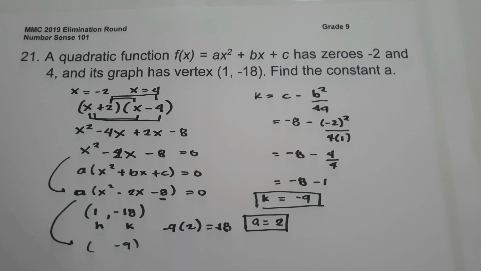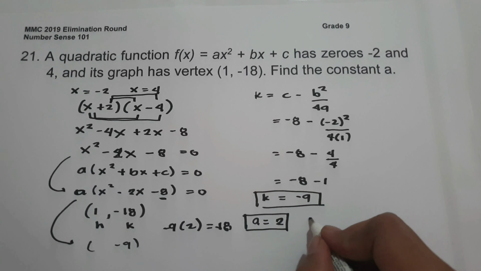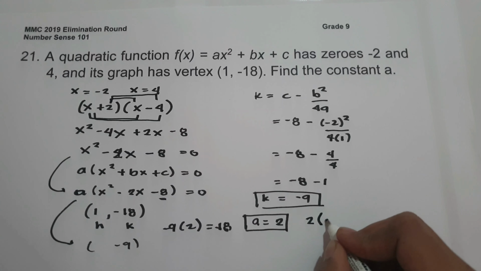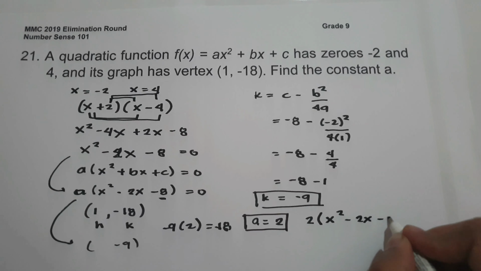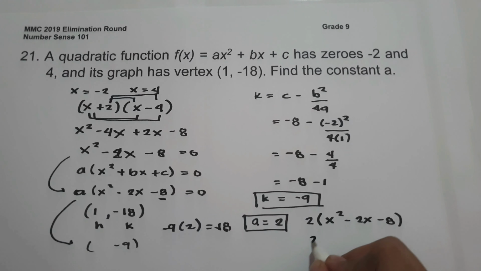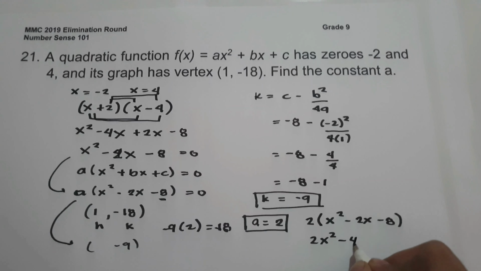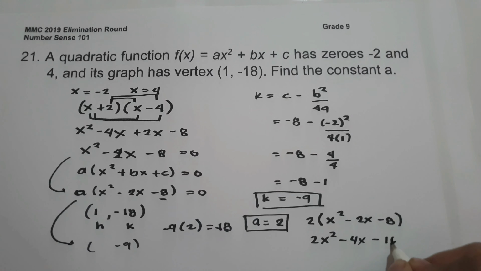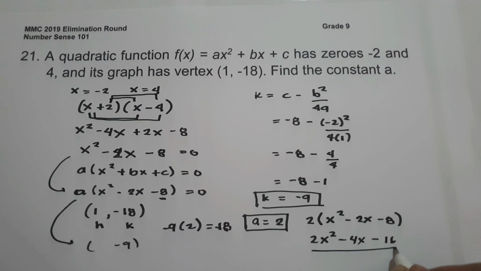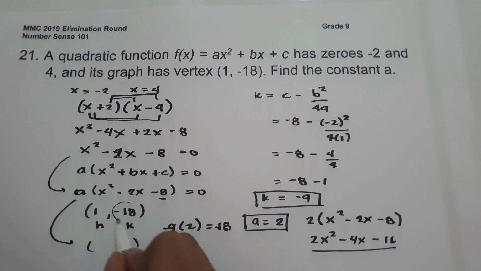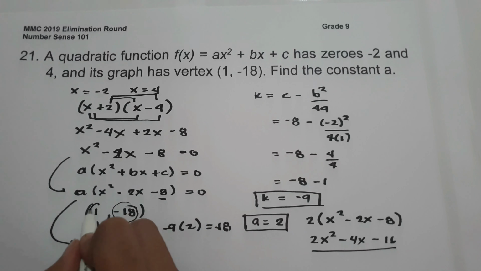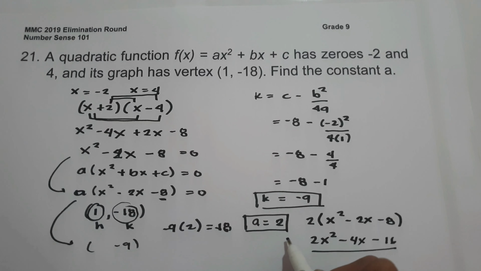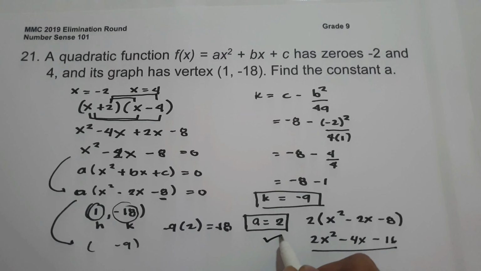If you want to check if your answer is correct, let us have 2 times x squared minus 2x minus 8, and then 2x squared minus 4x minus 16. Using this equation, if you find the value of k, you are going to have negative 18, and if you find the value of h, you are going to have positive 1. So therefore, our answer is 2. And this will be our answer.